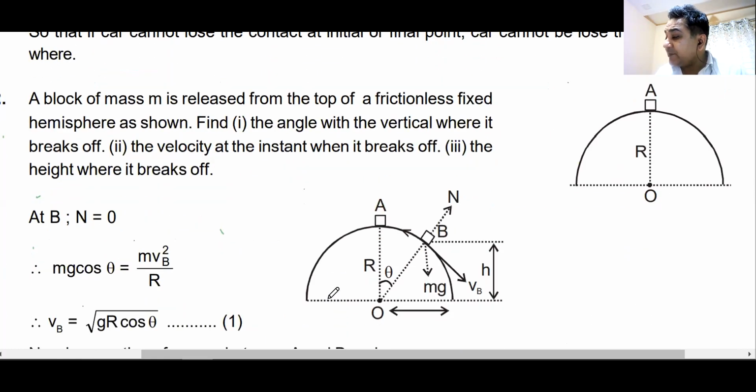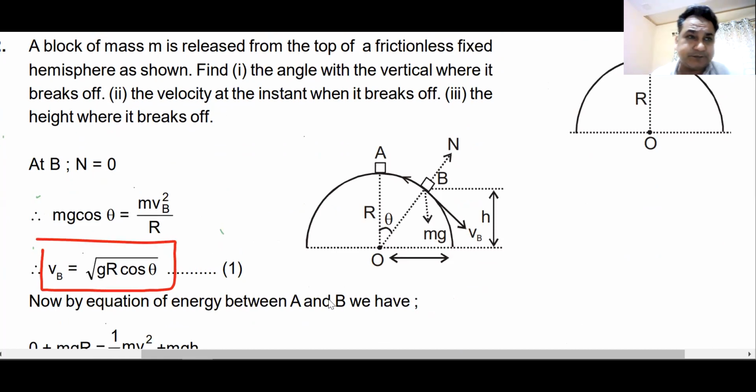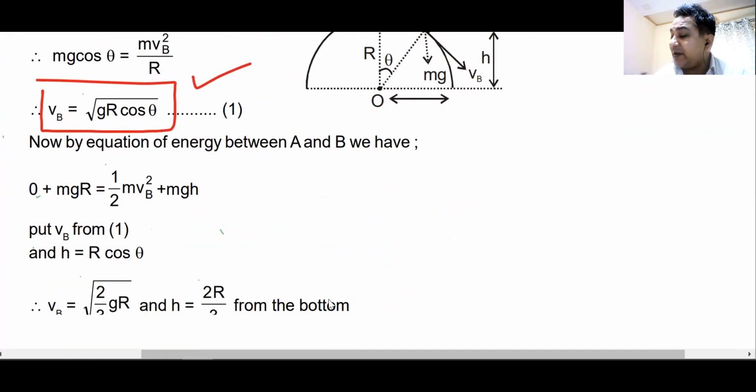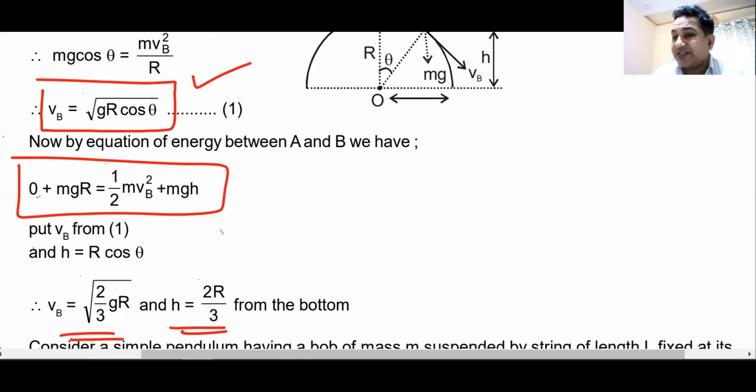A similar losing contact problem is this one. A block of mass m is released from the top of a frictionless fixed hemisphere. Find the angle with the vertical where it breaks off, the velocity at the instant where it breaks off, and the height where it breaks off. Please solve this question. In all of these questions, you will first get the value of velocity, then you will apply the law of conservation of energy, and you will get all the answers straight away.